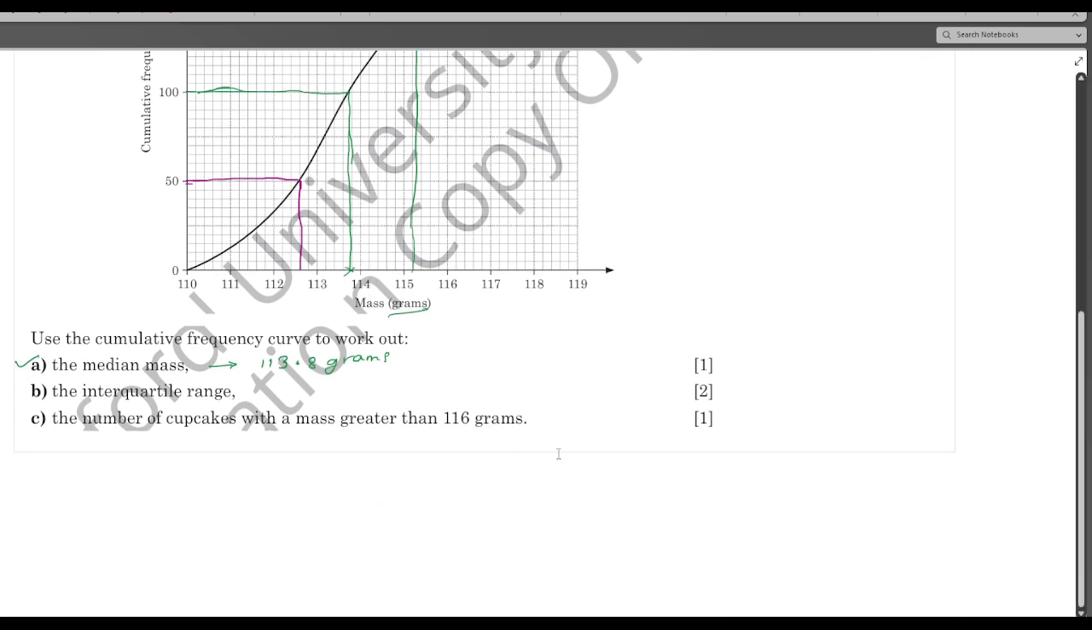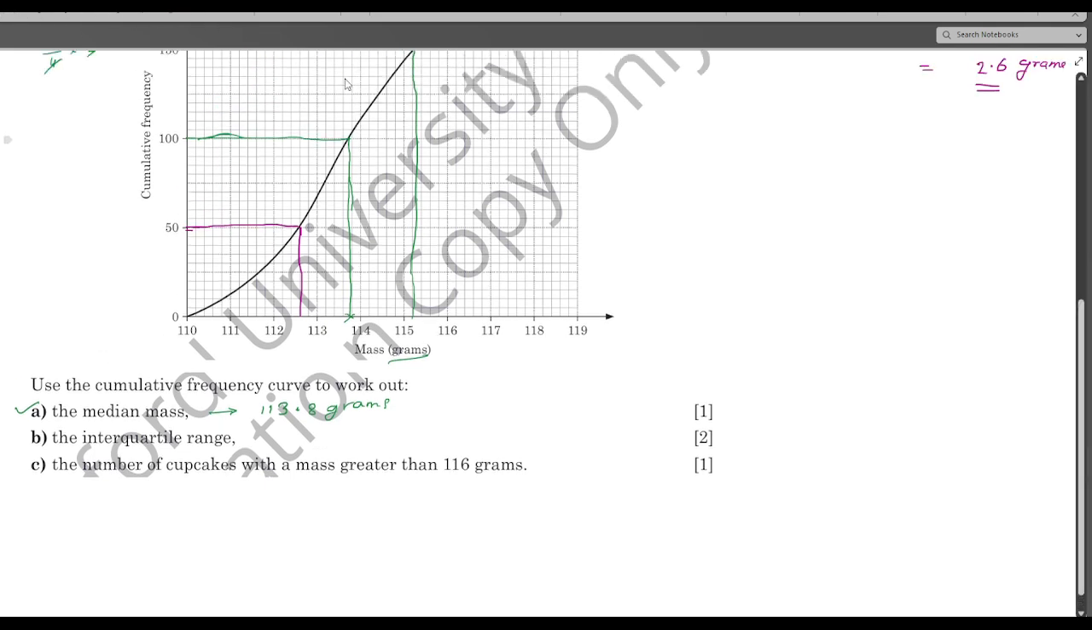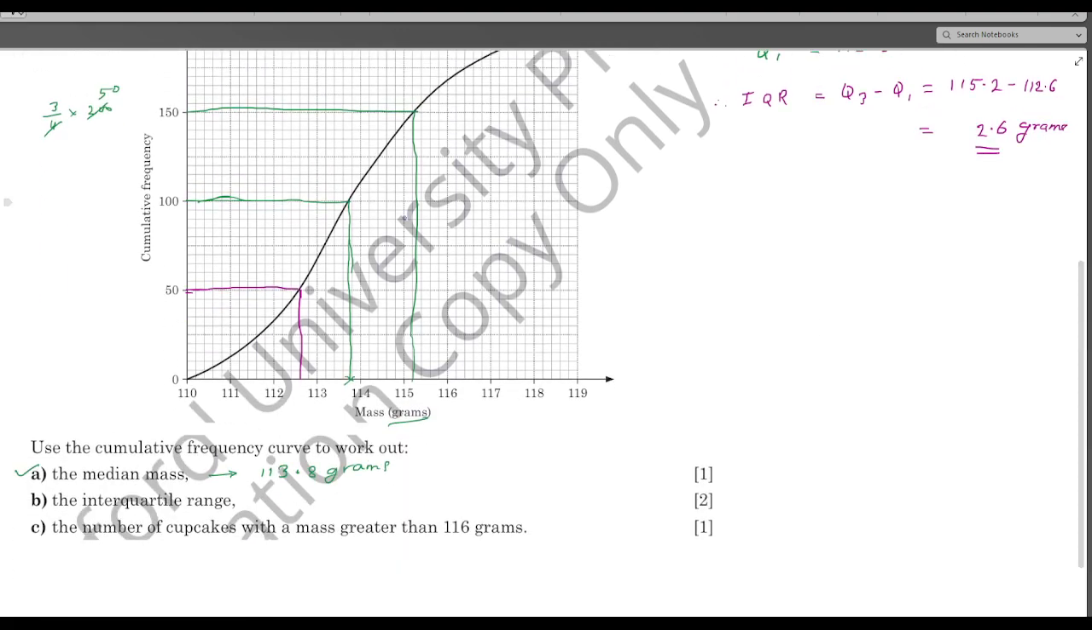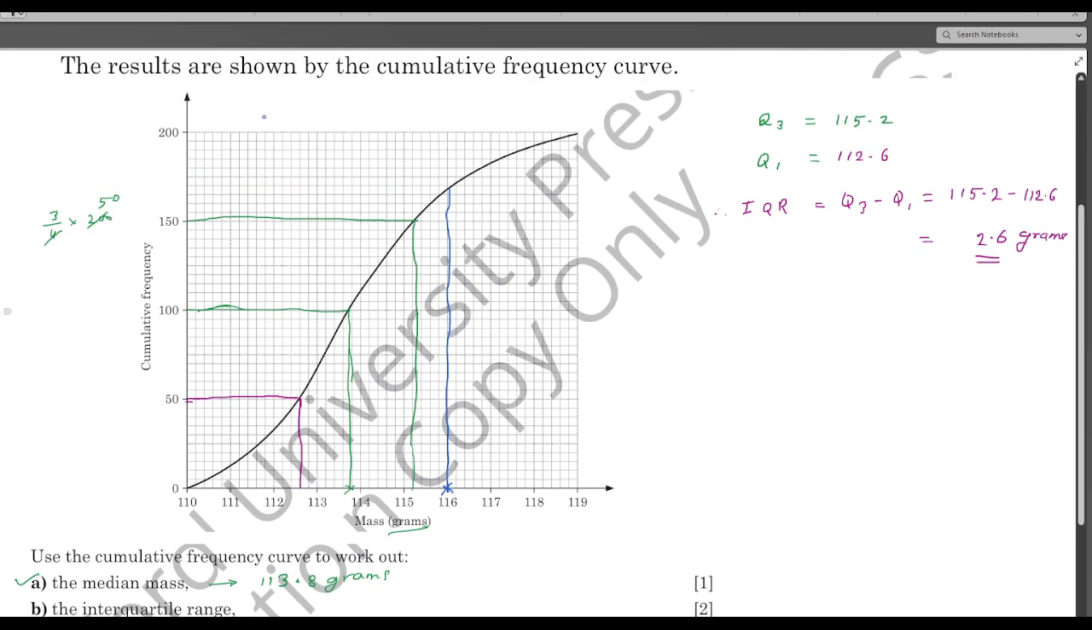C, the number of cupcakes with mass greater than 116 gram. Now look here, this is 116. From here, draw one vertical line and see where it cuts the curve. It cuts the curve somewhere here. Now from this point, draw one horizontal line and see where it cuts. If I draw the horizontal line, it cuts here.